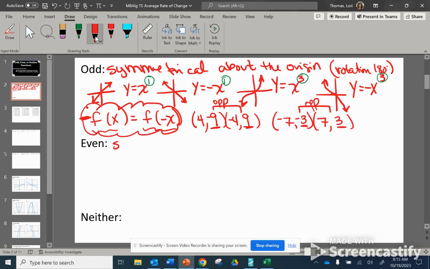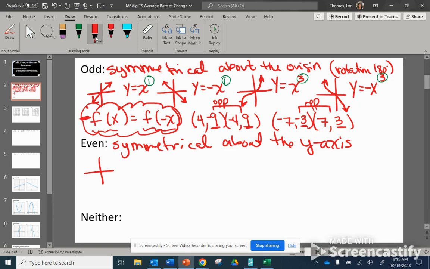Okay, to be even, the graph needs to be symmetrical about the y-axis. So if we were to fold our graph along the y-axis, the left side and the right side would mirror one another. So let's take a look at some graphs that are even. So we have our parent quadratic function, and that's y equals x squared. Then if we reflect that across the x-axis, we're going to have y equals negative x squared.